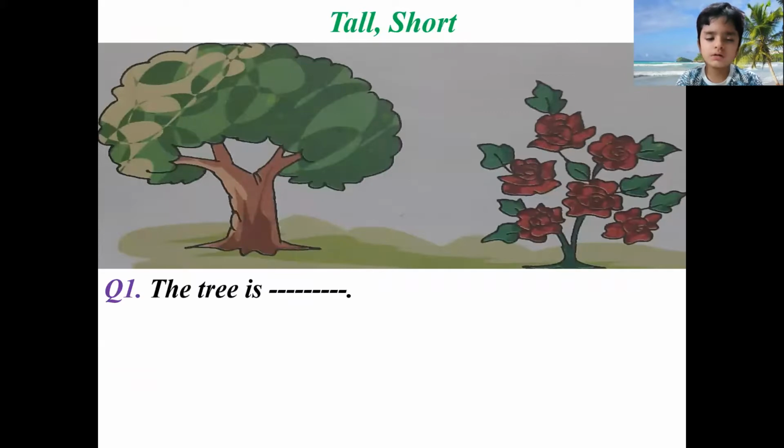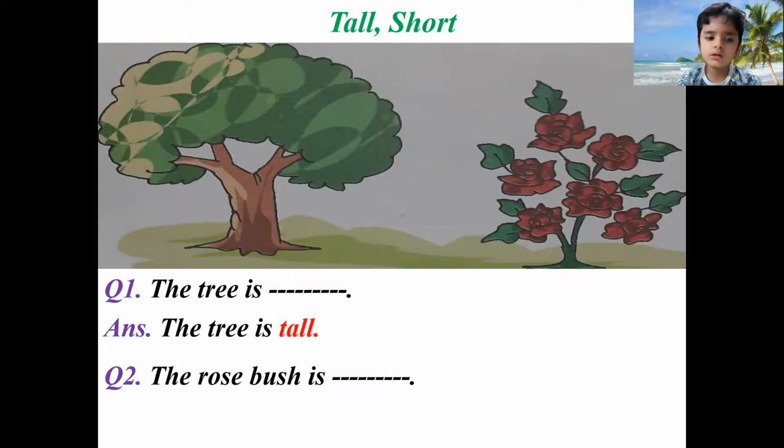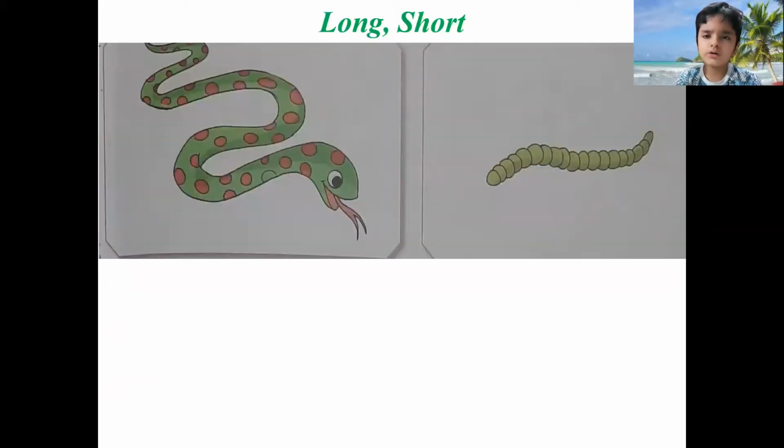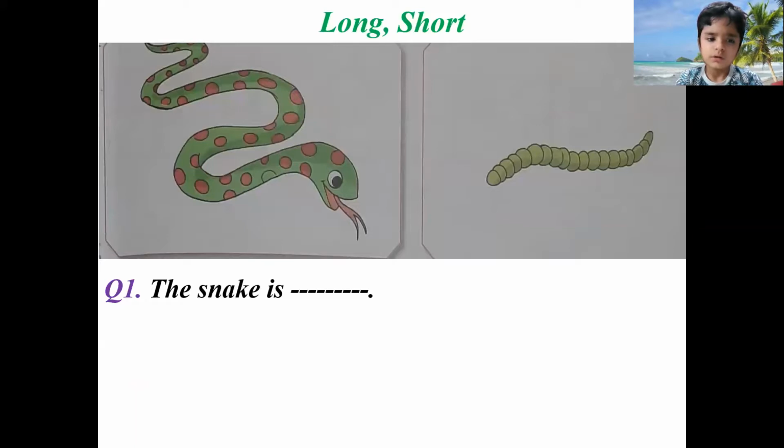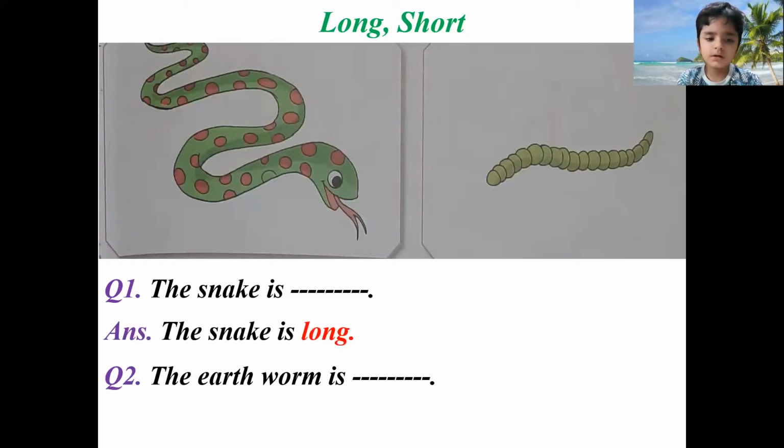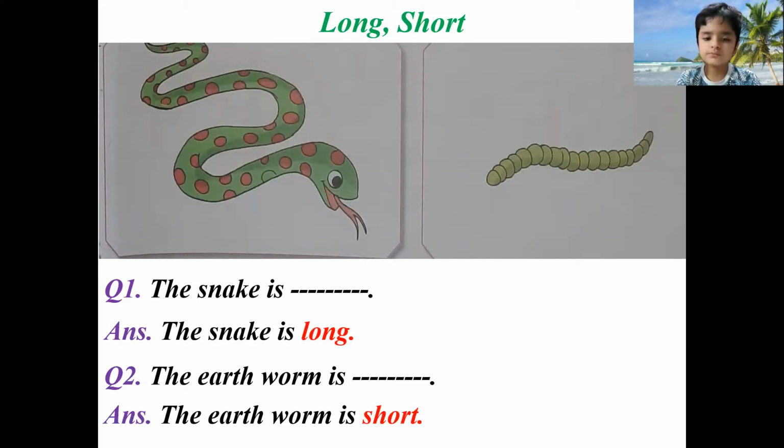Tall, short. The tree is tall. The rose bush is short. Long, short. The snake is long. The earthworm is short.